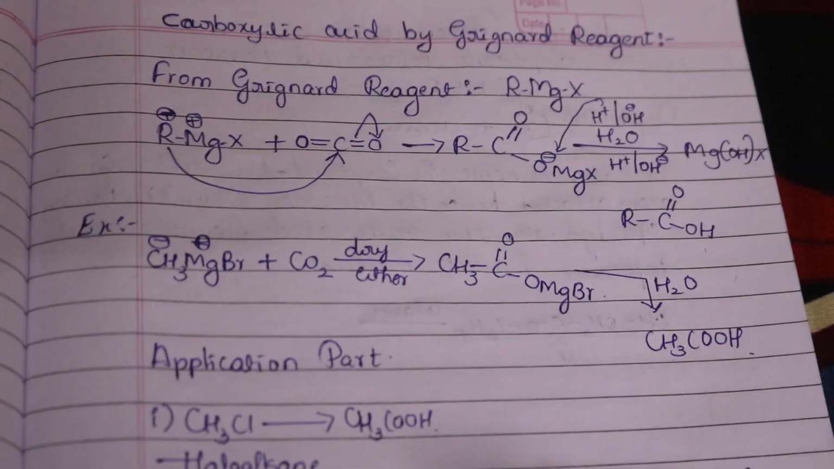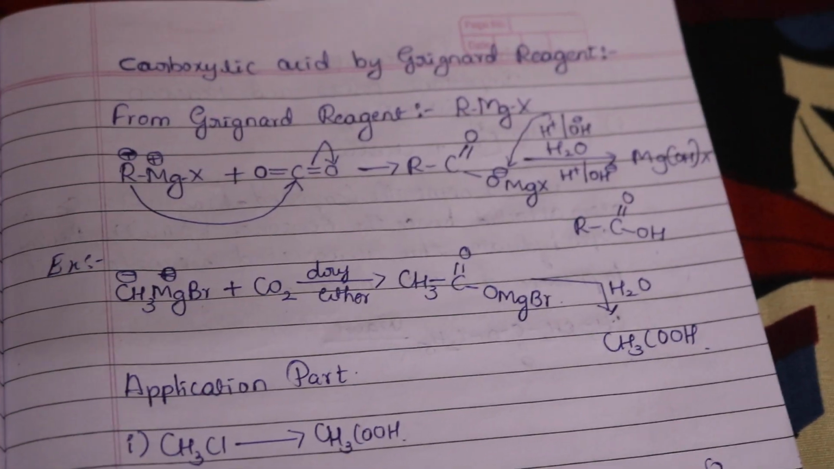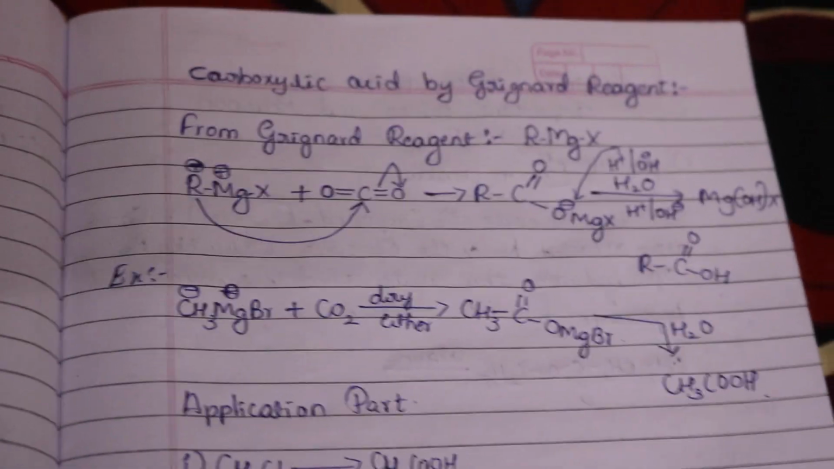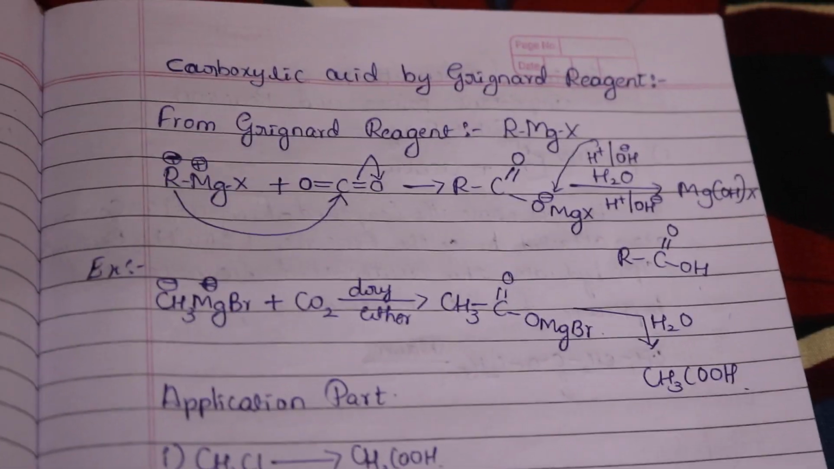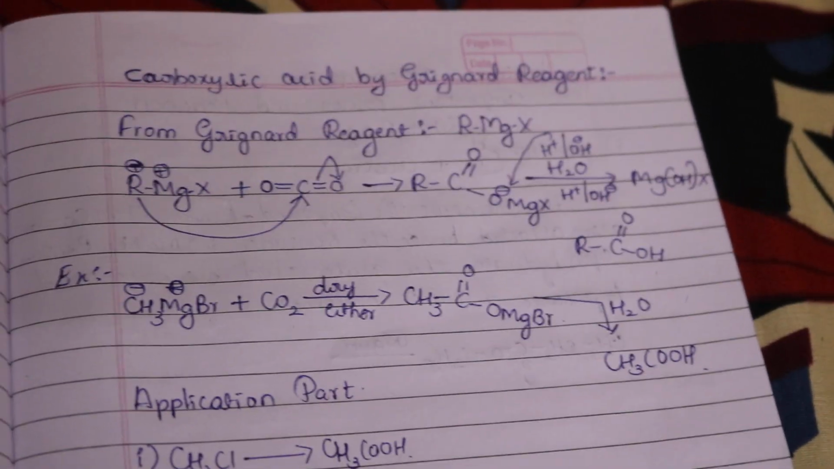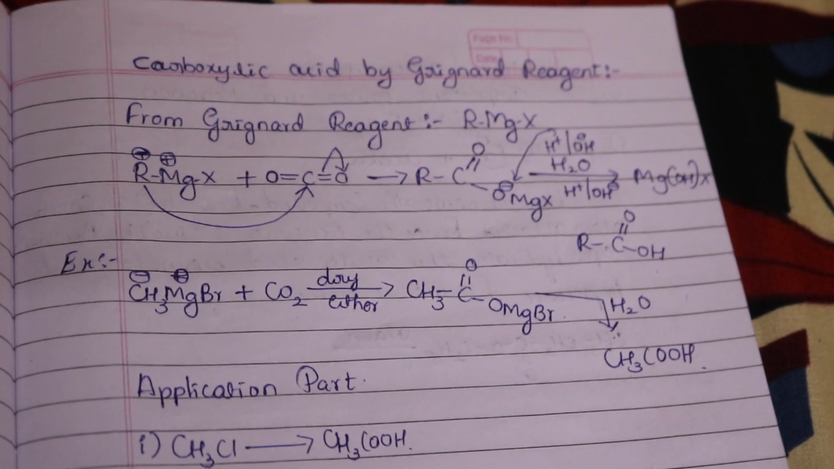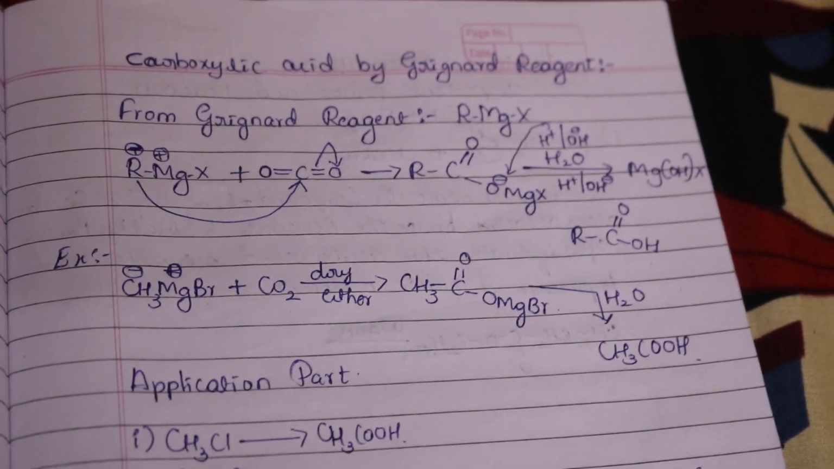I hope everyone understood this topic, a very simple and very important topic on carboxylic acid. They will ask the reactions for 6 or 4 marks. There are different ways for this. The first one is from the Grignard reagent, and the next reactions I will upload in the next video.